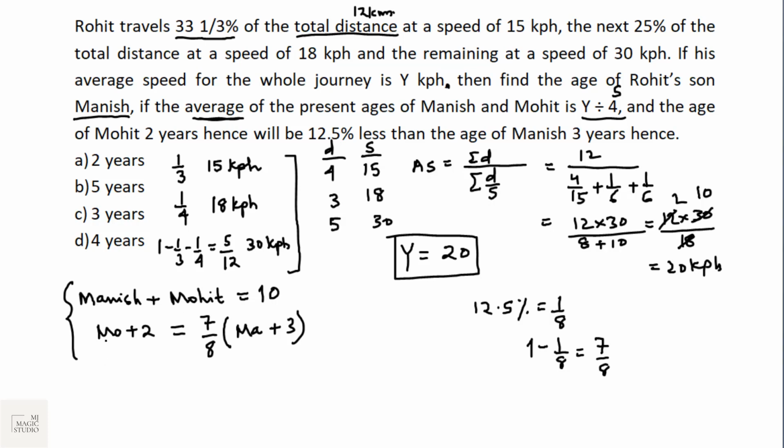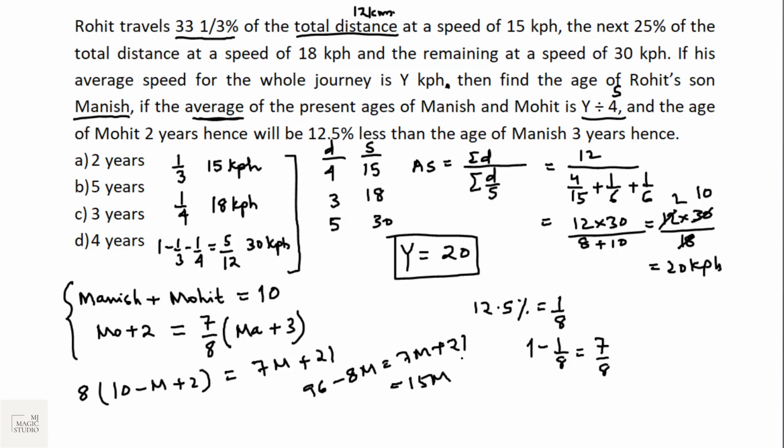Mohit is 10 minus Manish. So it would be 10 minus Manish plus 2, into 8, equals 7m plus 21, or 12 minus m into 8. 12 into 8 is 96. 96 minus 8m equals 7m plus 21. 15m equals 96 minus 21, which is 75. So m is 75 by 15, that is 5. The question is, what is the age of Manish? Present age of Manish is 5 years, that is option B.